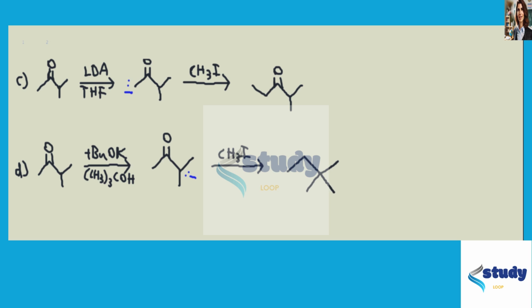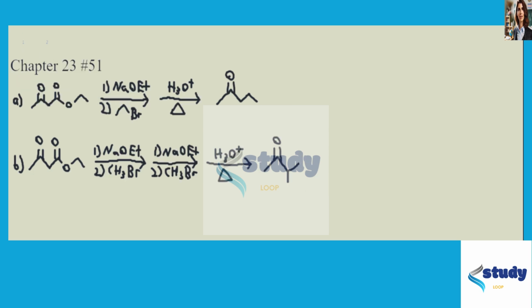And so parts C and D are good because they show complementary techniques for deprotonating either alpha carbon when there's a difference in sterics between the two of them. Okay, so that's parts C and D. Here again is A and B, and that is the answer to Chapter 23, problem number 51.